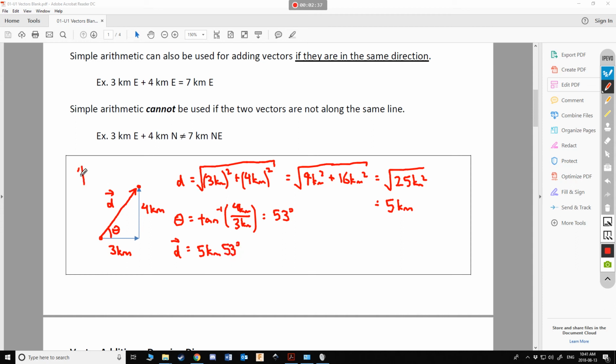We know north is up, we know east is to the right, and this angle is from here. This is our east direction, and our angle is traveling upwards from the east direction, so we go north of east. Alternatively, I could also write 5 kilometers, 37 degrees if I'm looking at the other angle from the y-axis. That could be written as east of north.